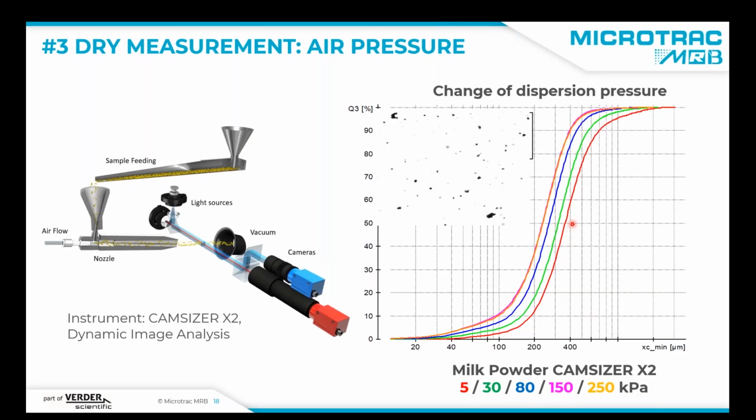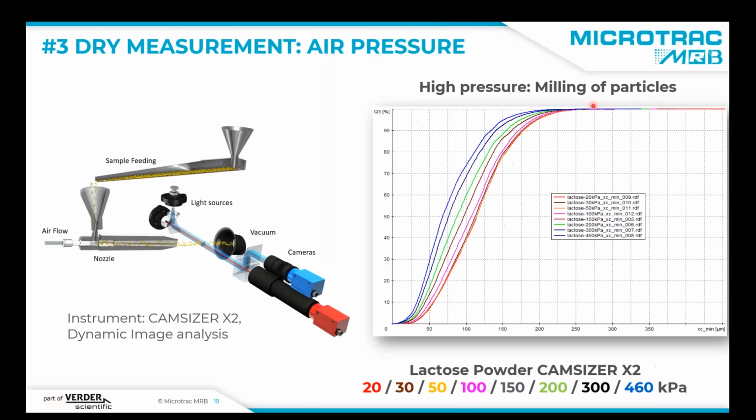In the beginning, at the low pressure, the result is here on the right, the red one. It's very coarse. At 30, it gets finer. At 80, it gets finer. And then at 150 and 250, there's no more change. So this is the maximum dispersion that we can achieve for this sample. But you have to be a little bit careful here too, because this compressed air can also have the opposite effect. At very high pressure, particle milling can occur, and this very much depends on the nature of your sample and how fragile your sample is.